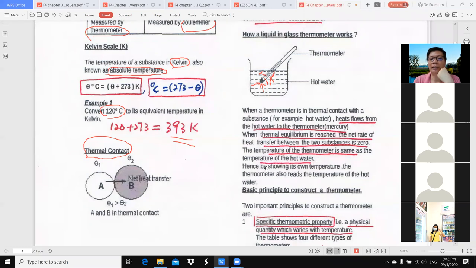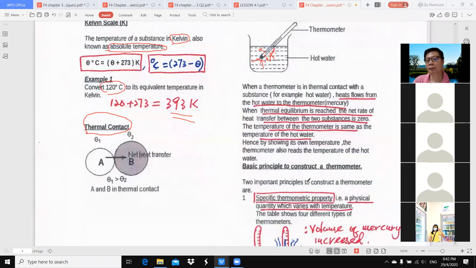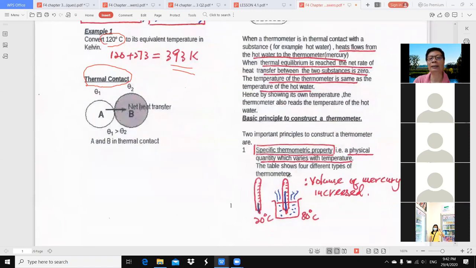Hence showing its temperature. The thermometer also reads the temperature of the hot water. When you read the temperature of the thermometer, it also shows the temperature of the hot water. Correct? Okay, a little bit more. This thing is very difficult to explain to you.